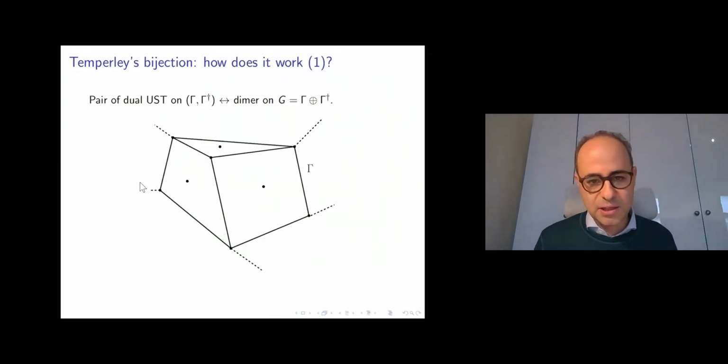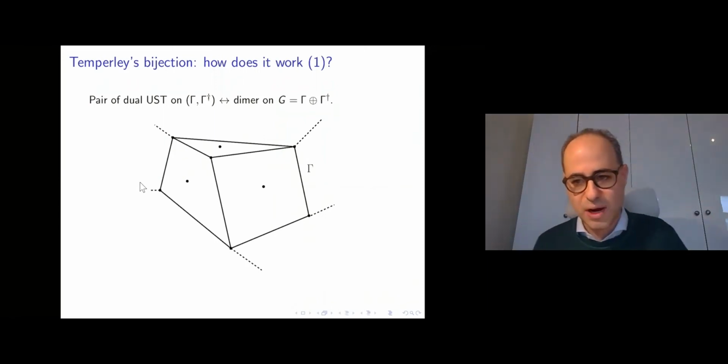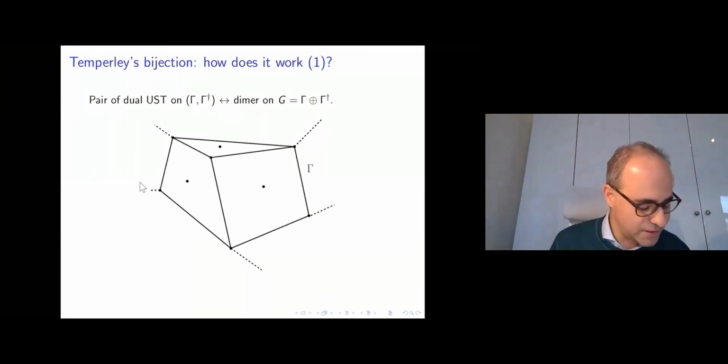I thought I would explain briefly what it looks like. How do you make this projection? How do you start from a spanning tree on the graph and associate a dimer configuration on the superposition graph? I won't explain the relation between the height function and the winding of branches, because that takes a bit more work and we don't really have the time for it.